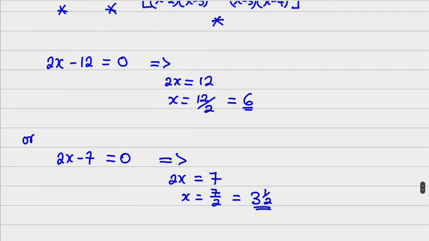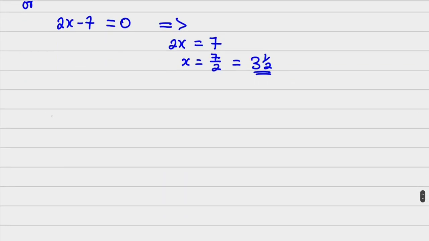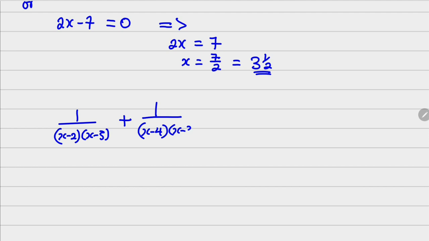Now, the last one, of course, it's a bit complicated where I have 1 over (x minus 2) into (x minus 5), then plus 1 over (x minus 4) into (x minus 3). Everything is equal to 0.